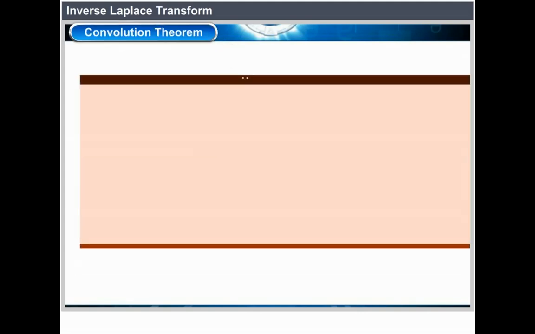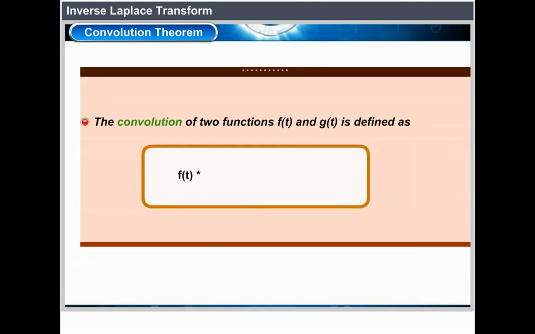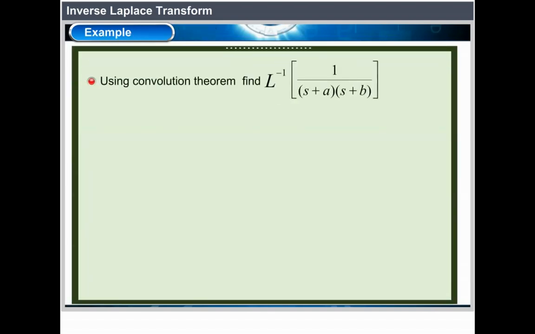Convolution theorem. The convolution of two functions f(t) and g(t) is defined as f(t) * g(t) equals integral 0 to t of f(u) g(t minus u) du. Using the convolution theorem, find L inverse of 1 divided by (s plus a)(s plus b). Solution. L inverse of F(s) G(s) equals L inverse of F(s) convolved with L inverse of G(s).